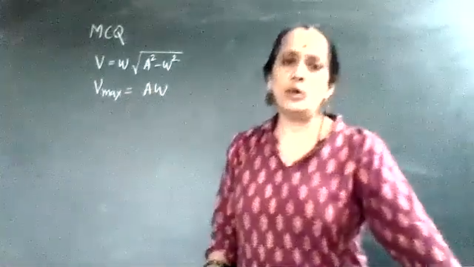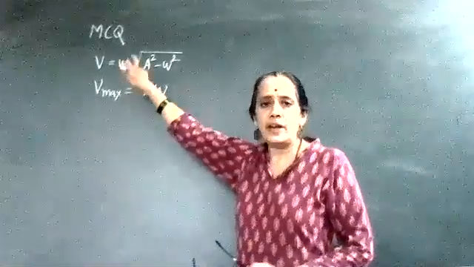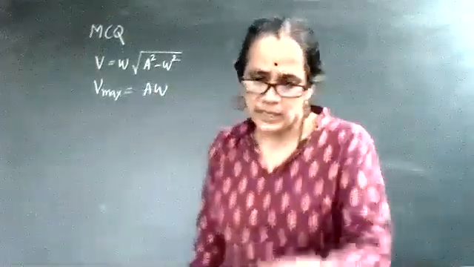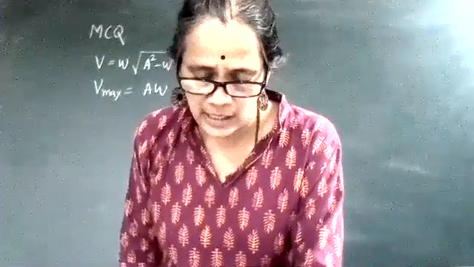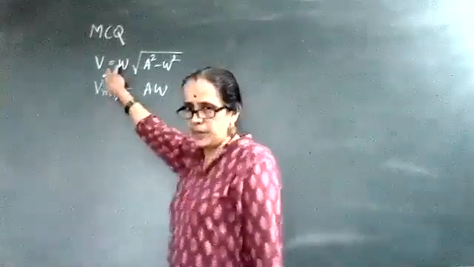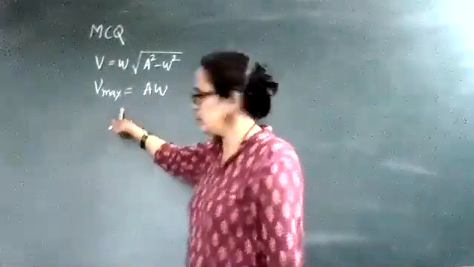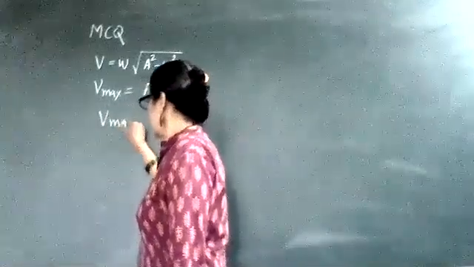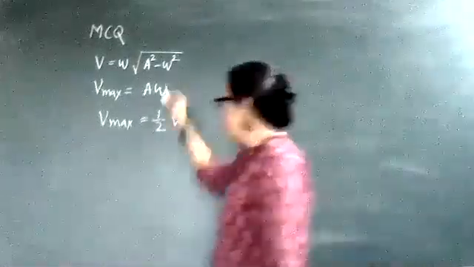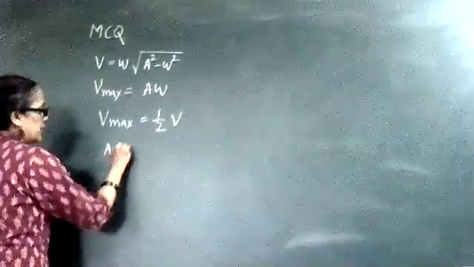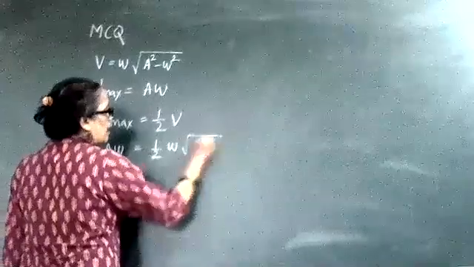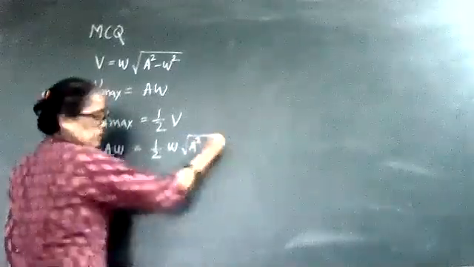Now in this MCQ, you have been given the relation between the speed of the particle performing SHM and the maximum speed of the particle. What relation have they given? At the instant when the speed is half of the maximum speed. So I can say that V max is equal to twice the speed at any instant. Now we know that V max is nothing but Aω, which is equal to twice the value of v, that is ω√(A² − x²).